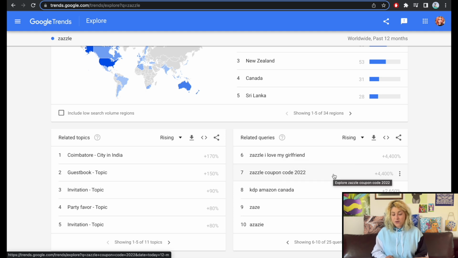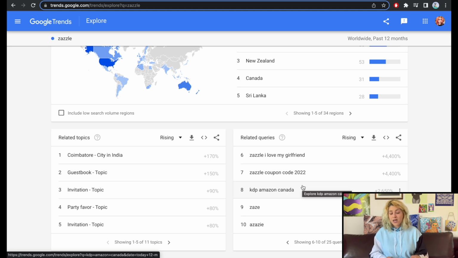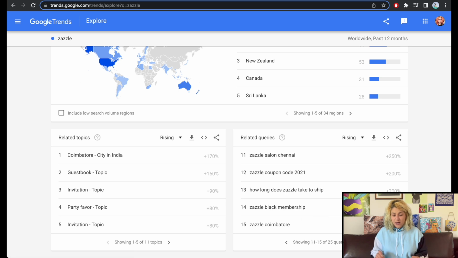Coupon code 2021. A lot of people who are searching for Zazzle are also searching for KDP Amazon Canada. And these words that are barely related with a coupon code from last year, how long does it take Zazzle to ship, and Zazzle Black. If you guys don't know what Zazzle Black membership is, you can go ahead and check out the previous video that I did, Zazzle Part 1 in the series. But I'm not that interested in the rising, I'm interested in the top.